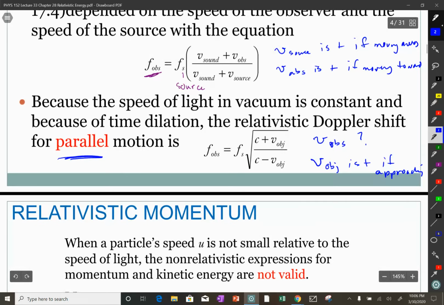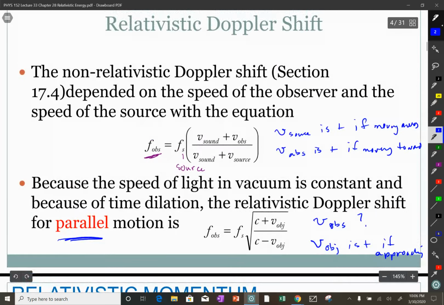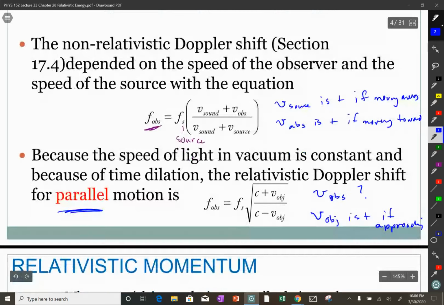So we might have an equation doing this in homework, but I'm not going to do any problems with it. It's a very straightforward equation as long as you have your sign convention here. The object is positive if it's approaching you. The object is negative if it's moving away. The object is what I called before the source.